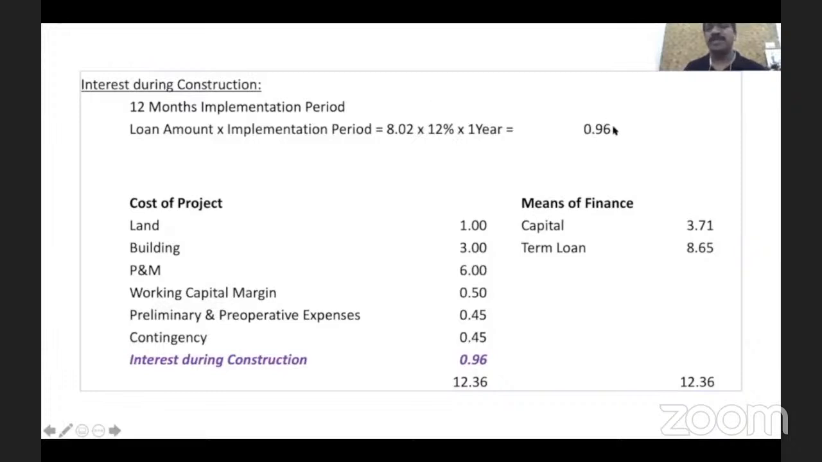It means this 0.96 is something they pay without having any income. How will they pay? They cannot pay. And if they don't pay, within a matter of 3 months, this account will become an NPA. So it is very important that this amount should also be considered as cost of project. This is not something propagated by me. Our banking system considers this also as cost of project.